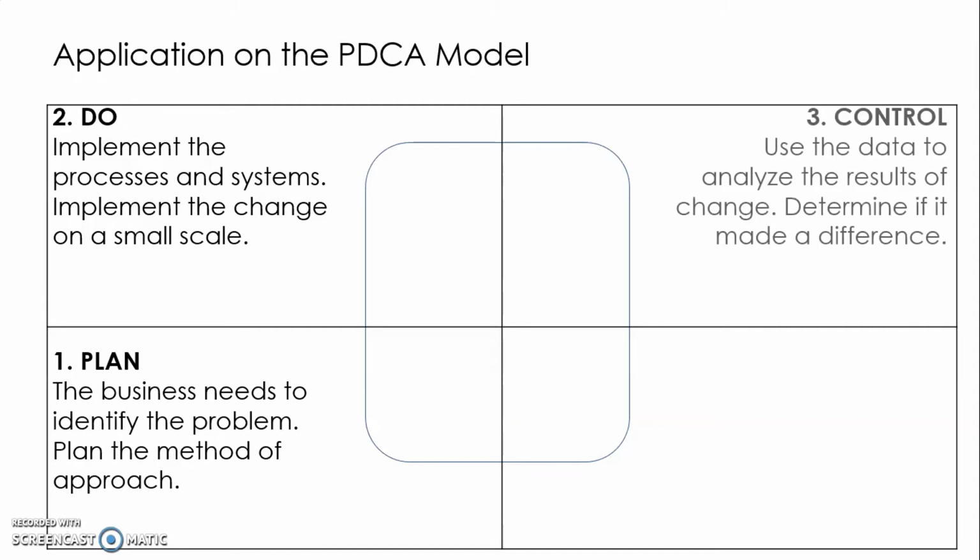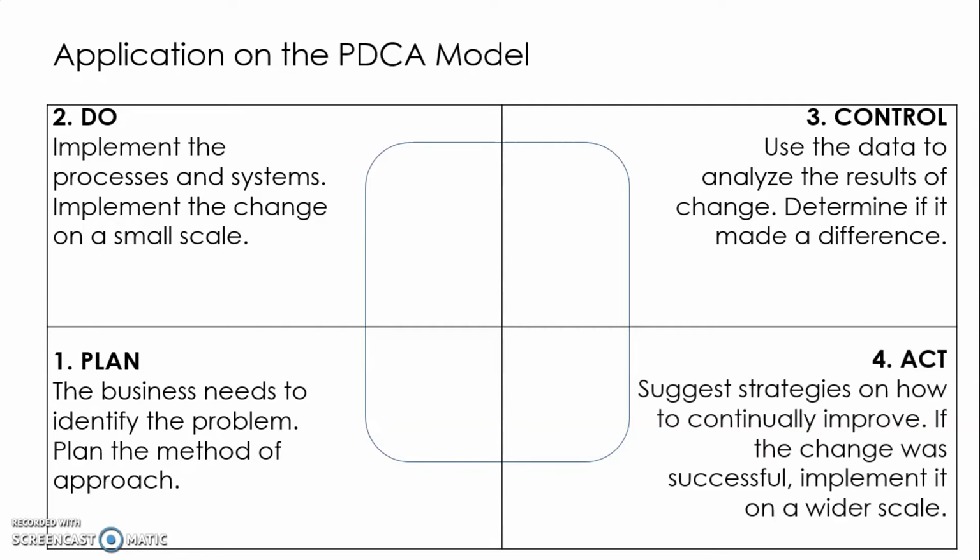The C stands for control. Use the data to analyze the results of change. Determine if it made a difference. And lastly, the A stands for act. Suggest strategies on how to continually improve. If the change was successful, implement it on a wider scale.